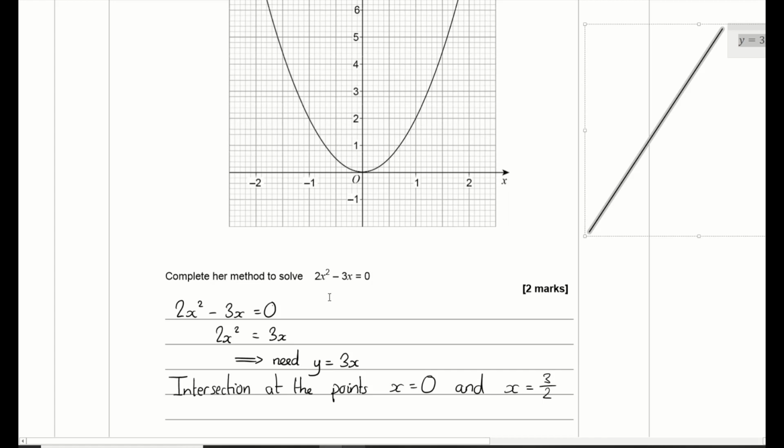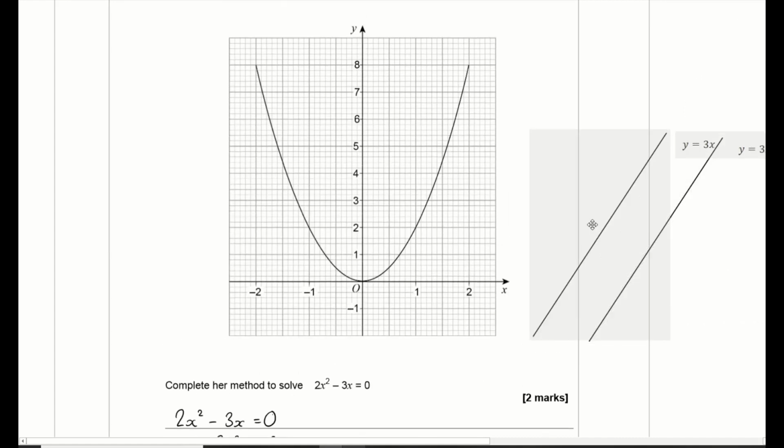Now when you are using an equation and solving it using a graph, you want to get the graph that they've already drawn for you, i.e. 2x squared, isolated. So that's what's happening here. So 2x squared minus 3x equals 0. You would add 3x to both sides, so you get 2x squared equals 3x. That means then, to find the solution of the original equation, you need to sketch y equals 3x. That's the straight line graph that she must have drawn in this problem.